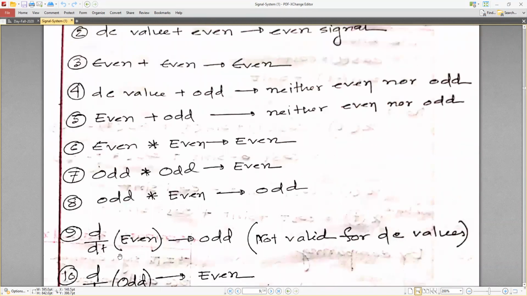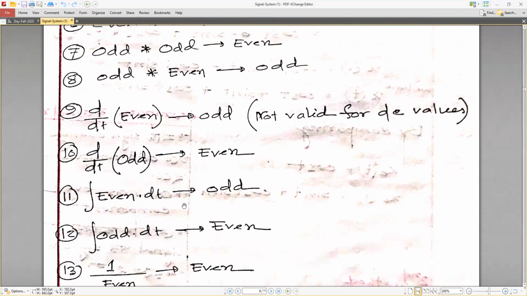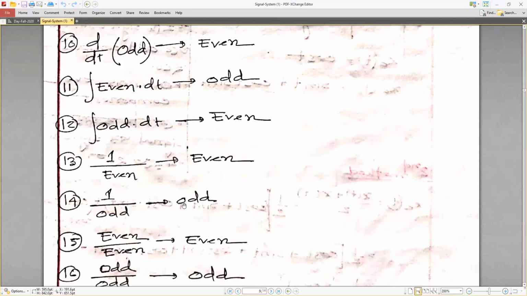See this, see the property. Even into even is even. Odd into odd is even. Odd into even is odd. See this property. Odd into dt is even. Even into dt is odd.